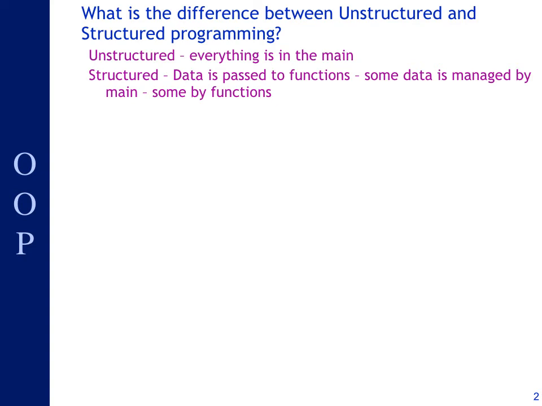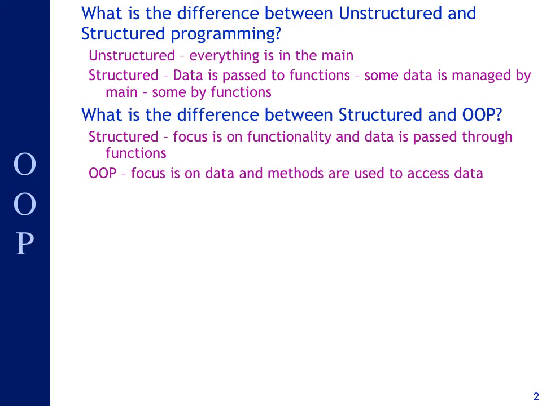So let's look at some of the theory associated with object-oriented programming. What's the difference between unstructured and structured programming? We discussed that unstructured only has main, basically. Everything goes in main. And in structured programming, we start dividing the program into several functions, and the data is passed to functions. Some are managed by main, some are managed by the functions. We talk about different types of structured programming, having libraries or modules, and the traditional just functions.